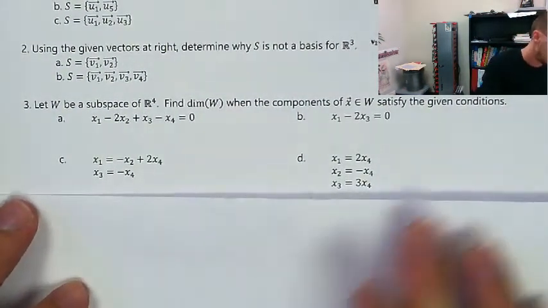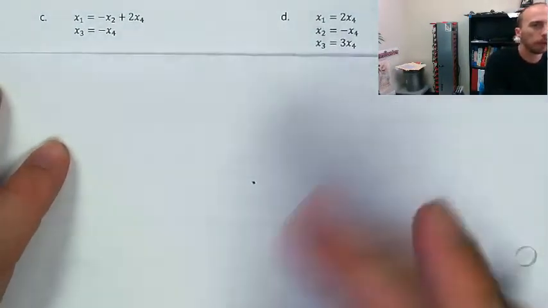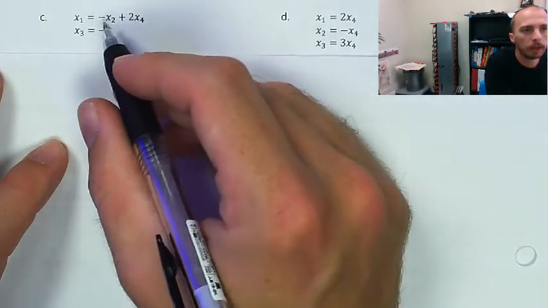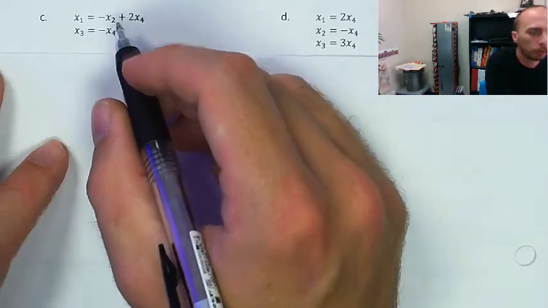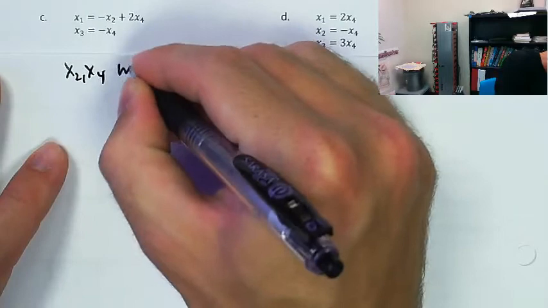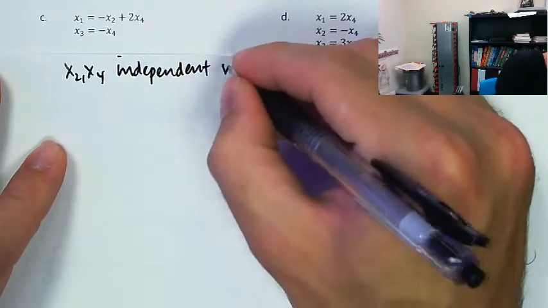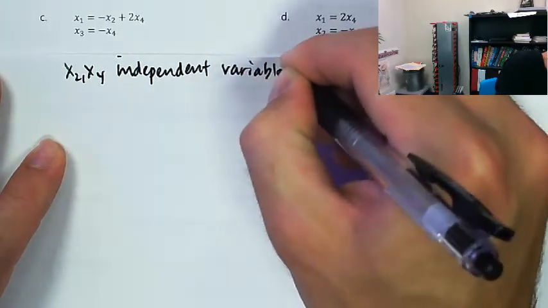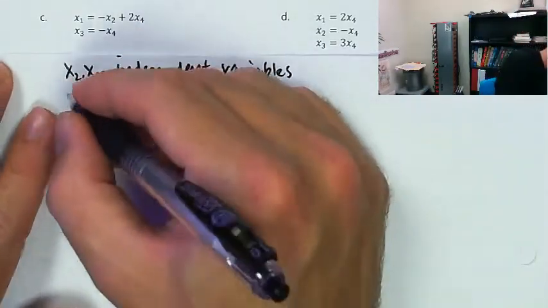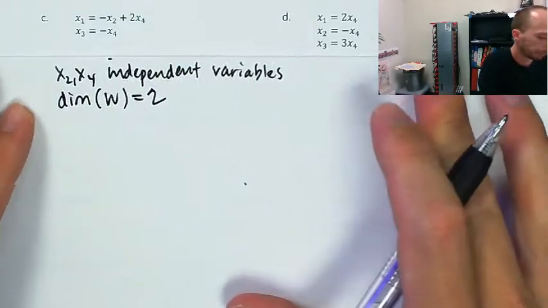All right. So for part C, what's going to happen is I've got x1 and x3 dependent on x2 and x4. So x2 and x4 are independent. And I guess I should probably say they're independent variables. I'm talking about linear independent there. x2 and x4 are my independent variables. So I'm going to conclude that the dimension of W is equal to 2.